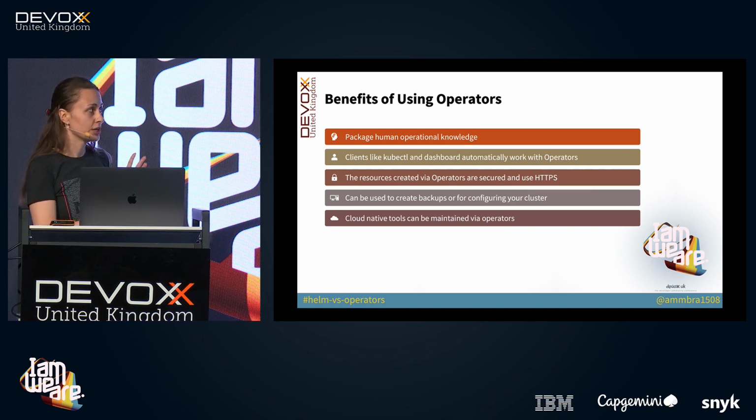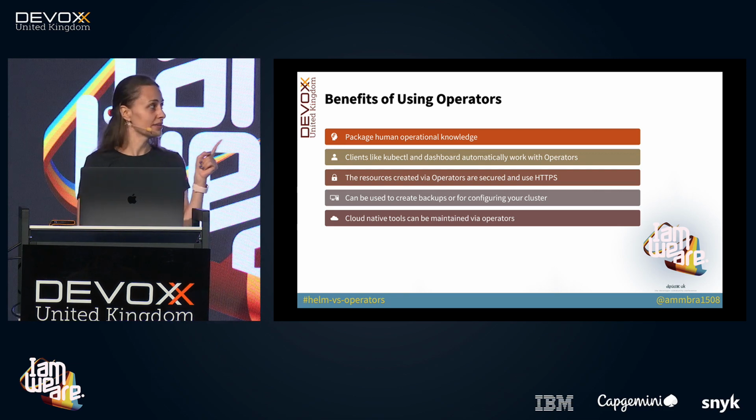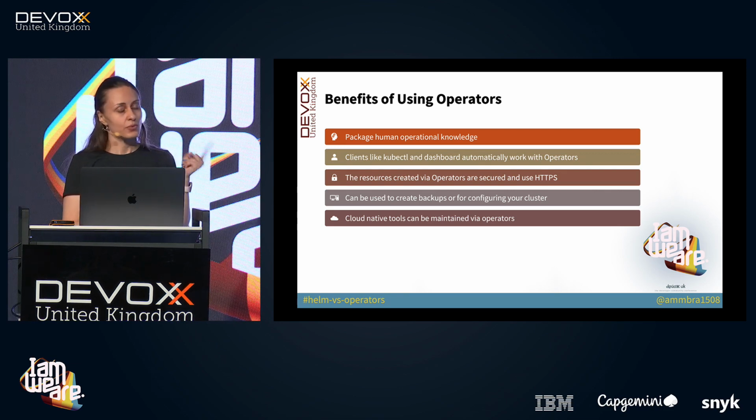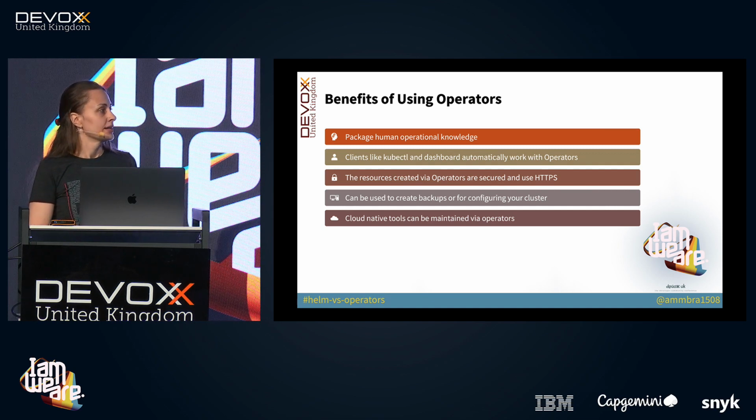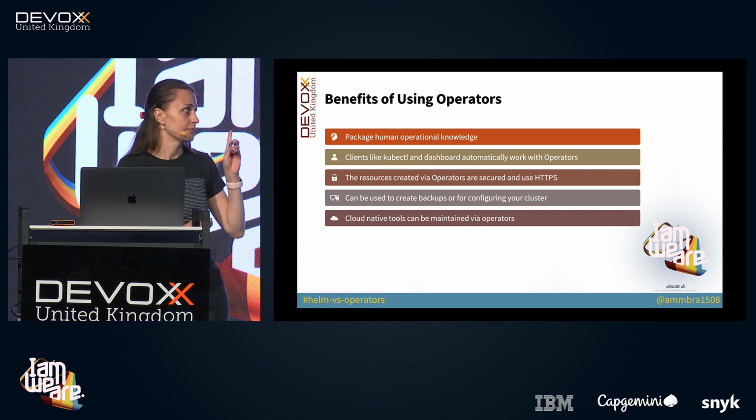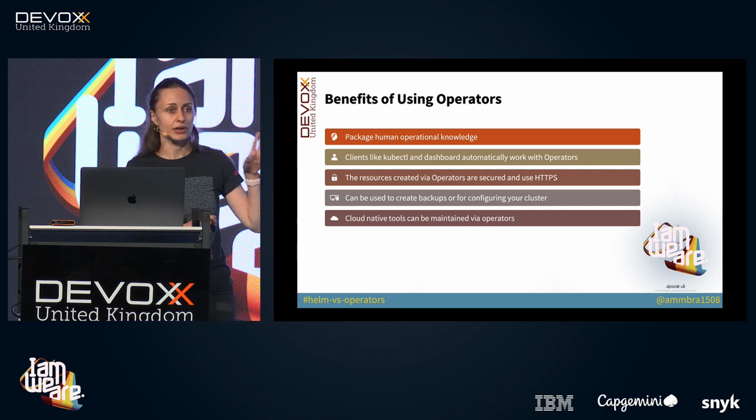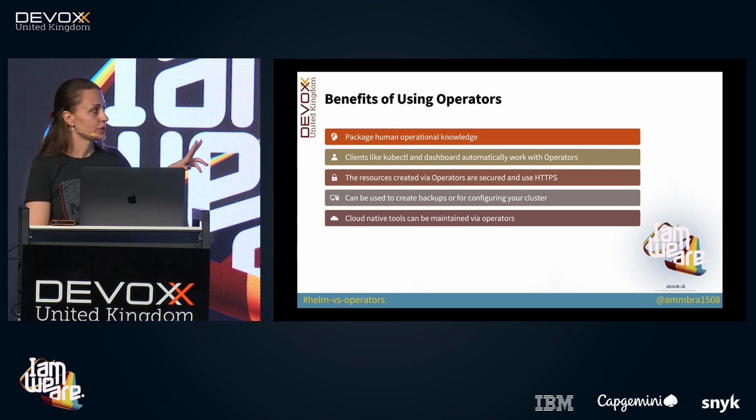Helm is working good with stateful sets, but operators do it better. And one other thing about operators, they work very well with kubectl and dashboard. You can write them in many programming languages, even in Java, for example. And they can be used to create backups and configure your clusters. So there are operators available so that you can do the backups.